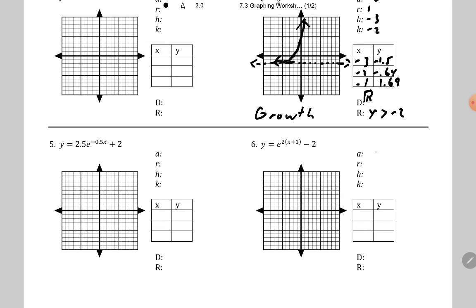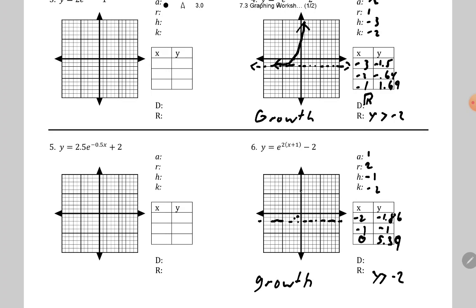Alright, number 6. A is 1. R is 2. H is -1. K is -2. So y is greater than -2. This is a growth. So -2, -1, 0. So -1.86, -1, 5.39. Once again, I use x values around my h. So -1 is down here. It's approaching this line. -2 is almost there, but never touching. And 0 is 5.39 up here.